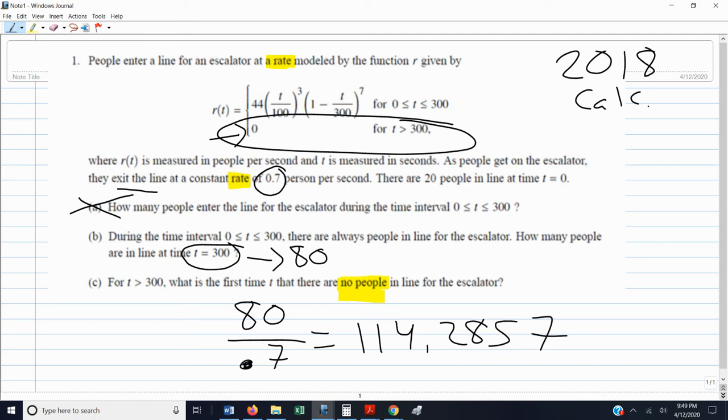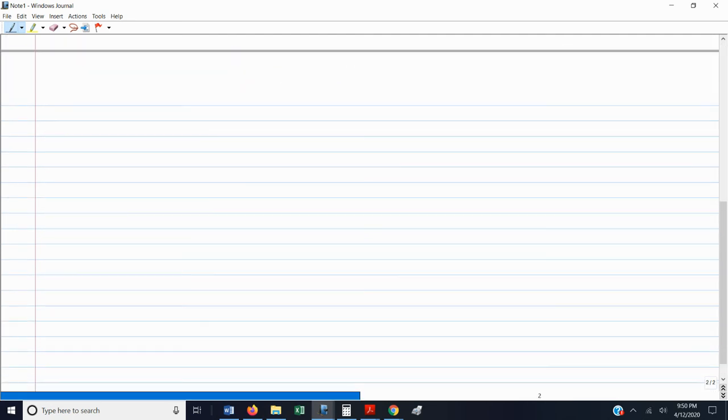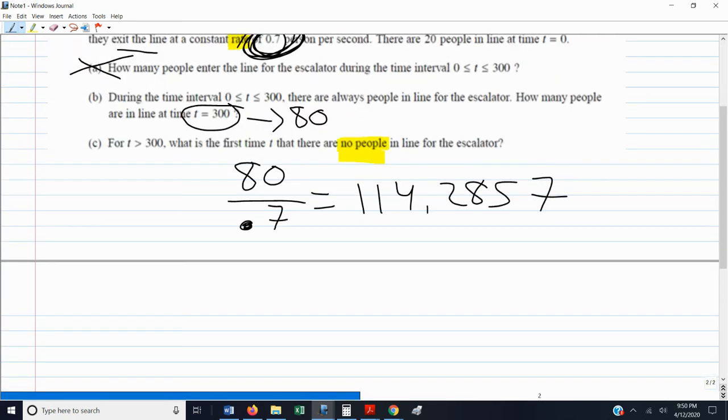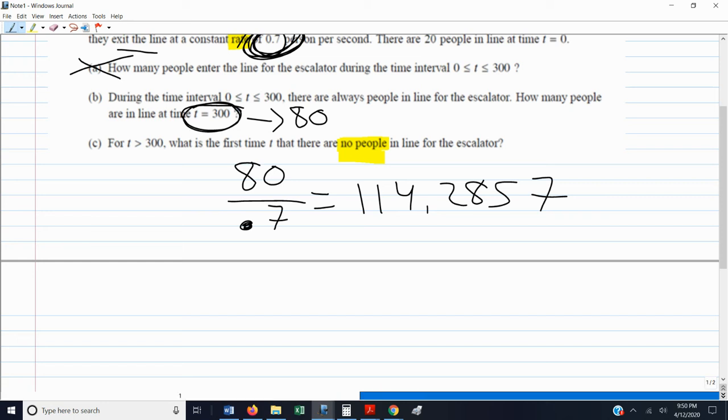Right, so there's 80 people at time 300. No one else is getting in line because the rate went to 0. And then they're leaving 0.7 person each second, right? They're leaving at that rate. So that's going to take 114.2857 seconds for those 80 people to get out of line. The only thing that you need to add on to this is 300.